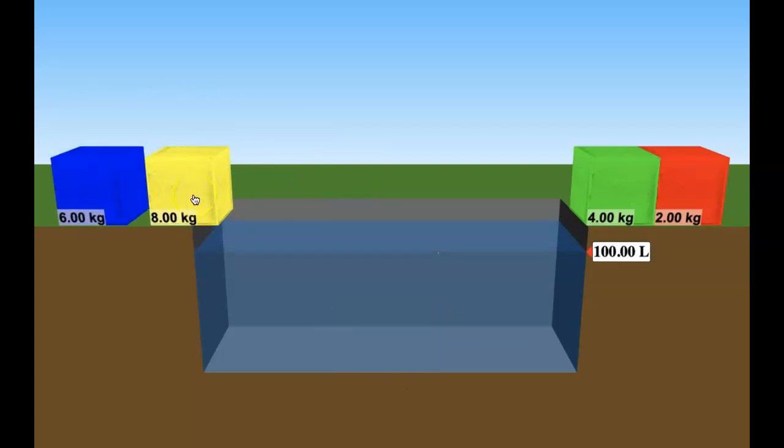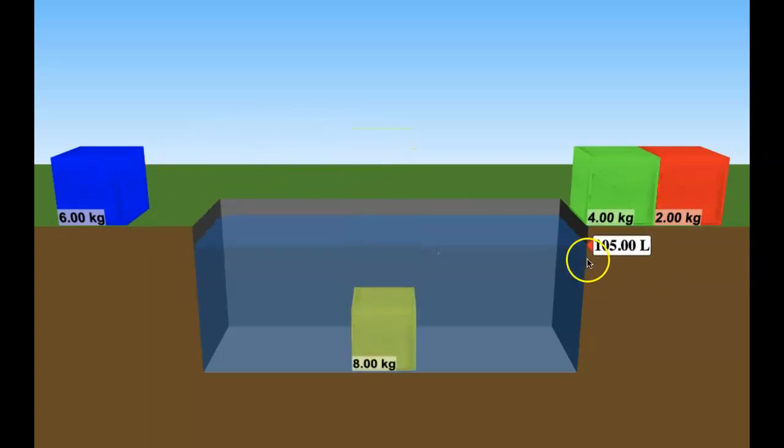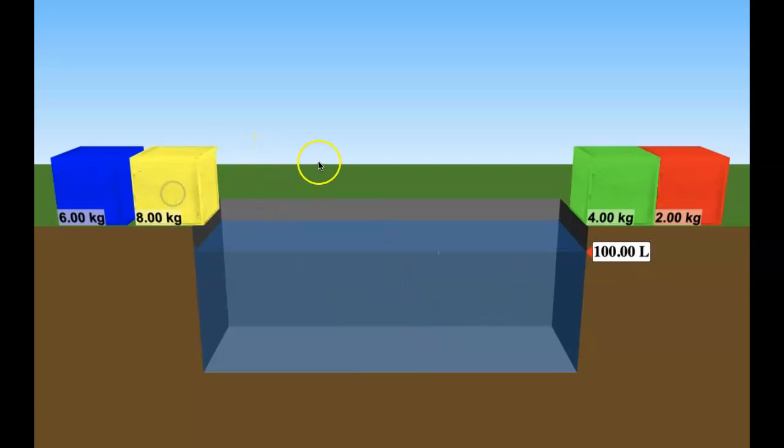Now, will the volume it displaces be any different if the mass is higher? Looks like not. Again, my final volume is 105 liters. Therefore, this object is also a 5-liter object. So the mass of the objects has nothing to do with how much water it displaces. The displacement is only related to the volume.